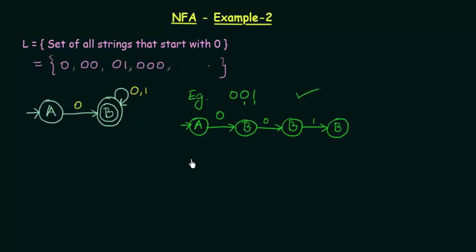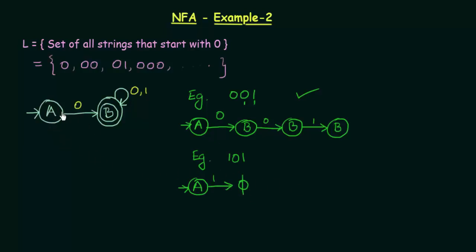Now let's take another example. In this example, let me test the string 101. I always start with my starting state, which is A. And A, on getting input 1, where does it go? On getting input 1, A does not have a place to go, so it goes to phi. I will represent it by phi. A does not go anywhere.